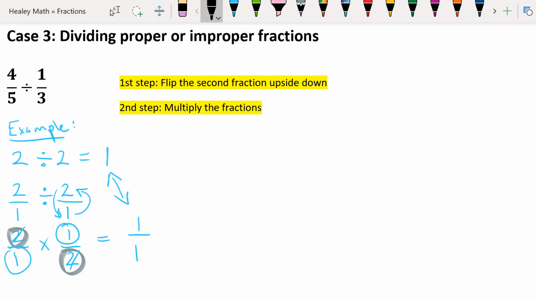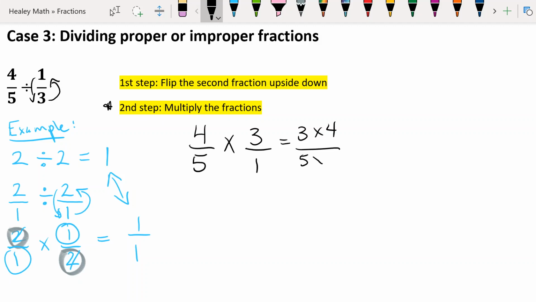So let's follow step 1. We have 4 over 5, and if we flip 1 over 3, it becomes 3 over 1. And our second step states we need to multiply. And as we did in case 1 and 2, we multiply the numerators and we multiply the denominators.